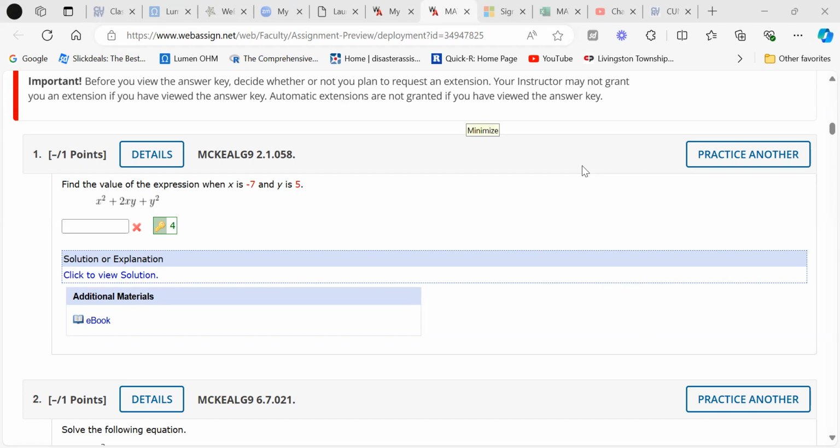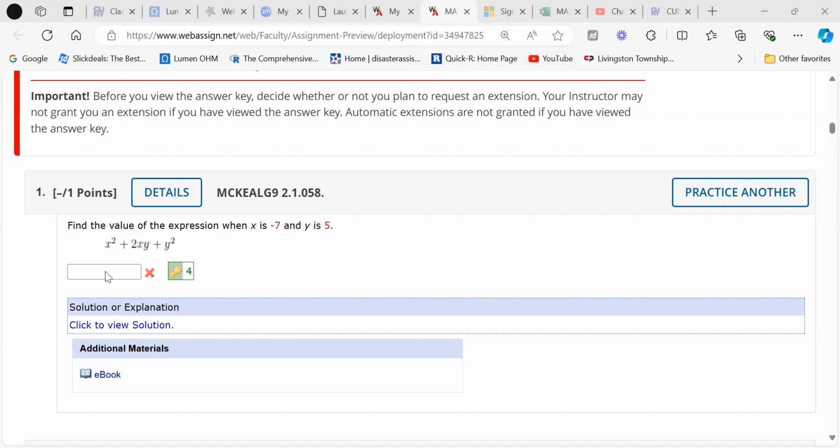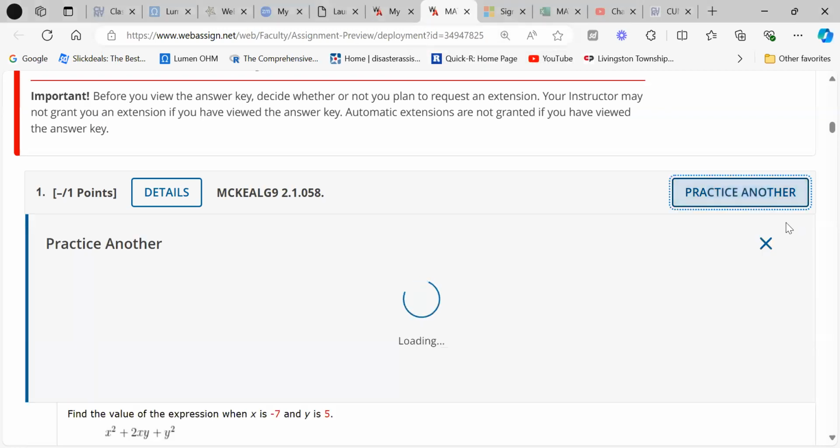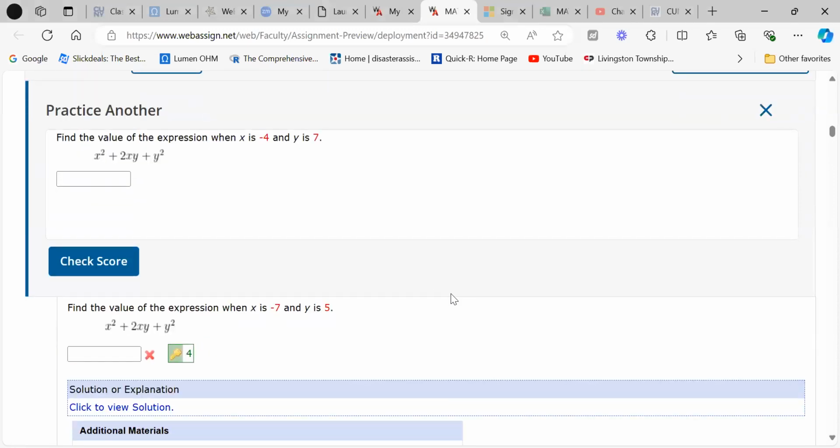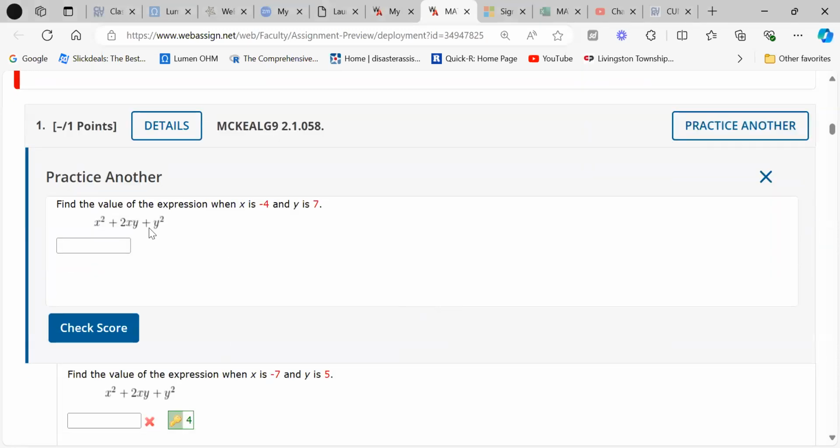The first question here is about finding the value of the expression. Let's try this one, right? x squared plus 2xy plus y squared, when x equals -4 and y equals 7. So we're going to replace x with -4 and y with 7. Let's take a look at this.